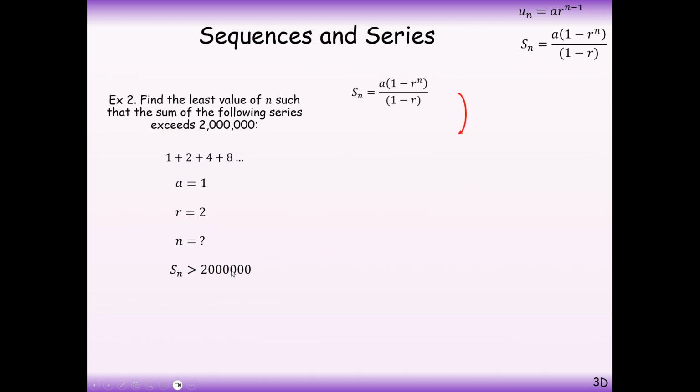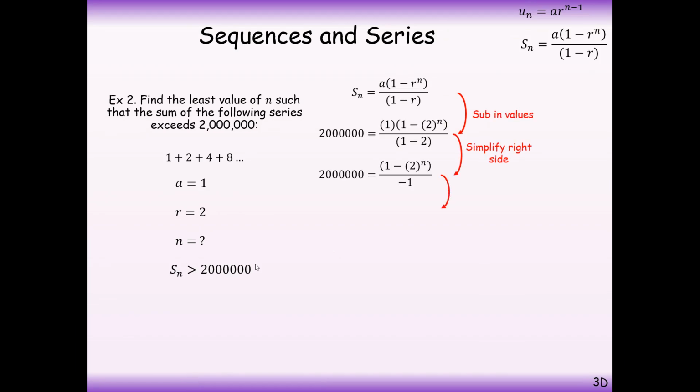Alright, let's write the inequality. Which way do we write the inequality? The formula has to be bigger than 2 million. Okay, so first we can solve it with an equality sign, and then we take care.